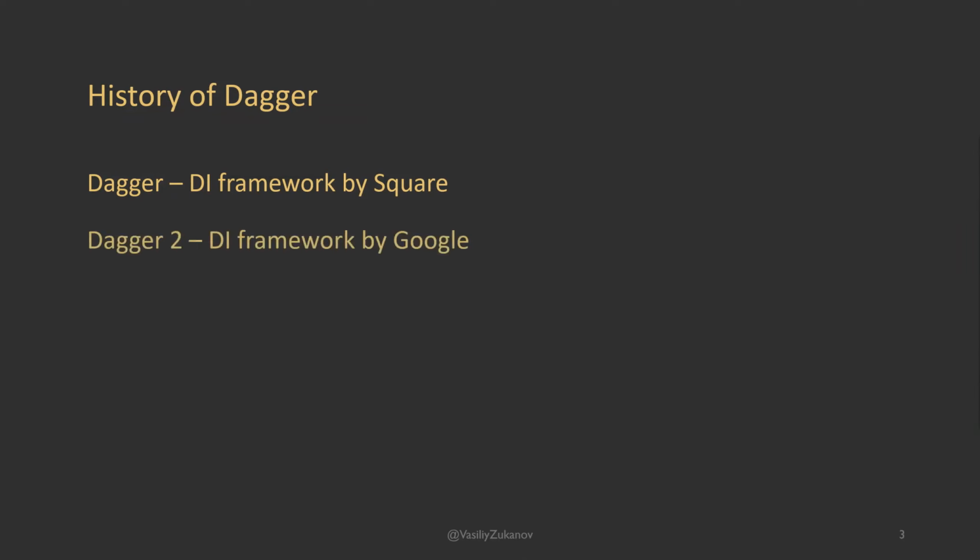And then Google adopted it from Square. I'm not sure what the deal was there, but Dagger was transferred to Google. Google started developing it, and they released Dagger 2, which is what we use today. It's basically an annotation processor, code generation based dependency injection framework.